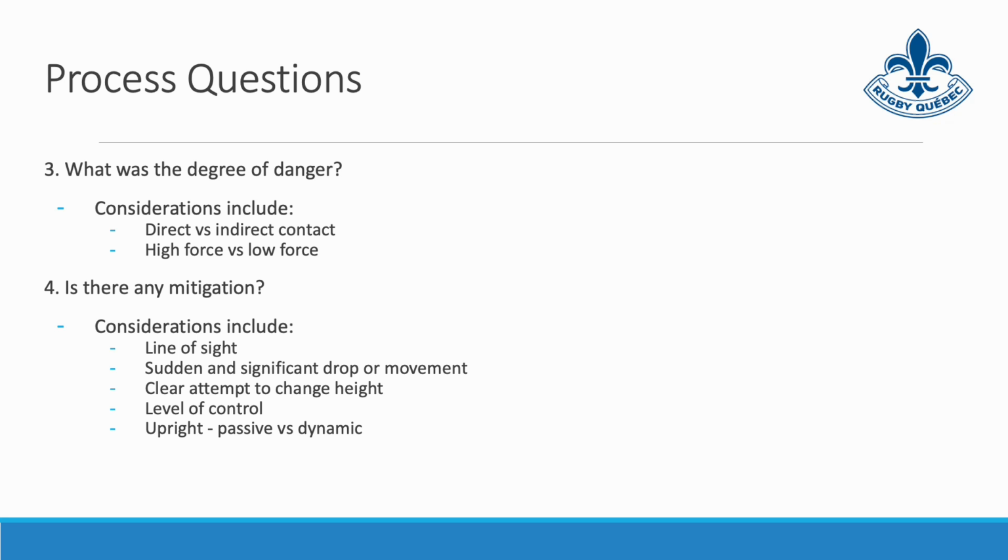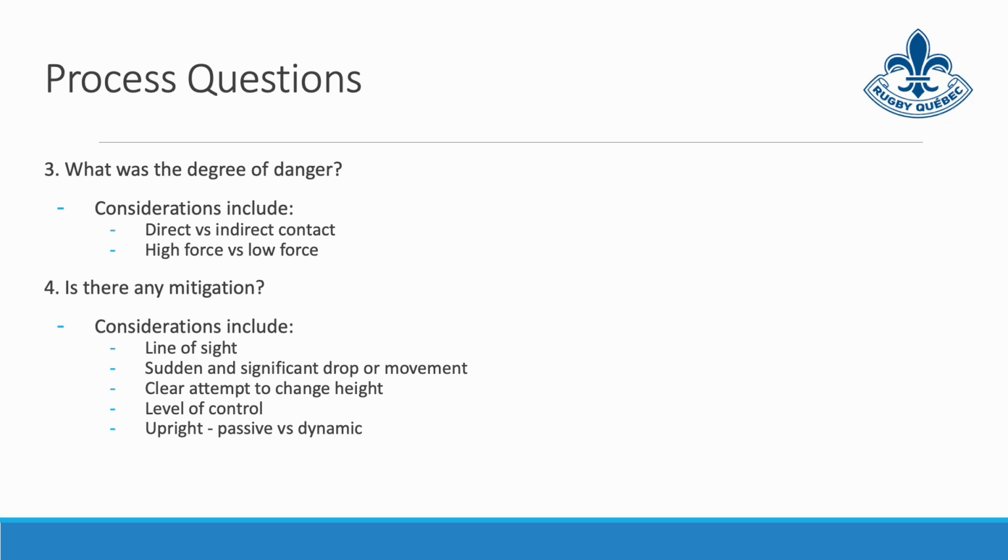The main considerations we're looking for: was there a clear line of sight for the tackler? Was there a sudden and significant drop or movement? So is the player falling? Was there a last minute sidestep? Was there a clear attempt to change height by the tackler? Does the tackler attempt to get low?